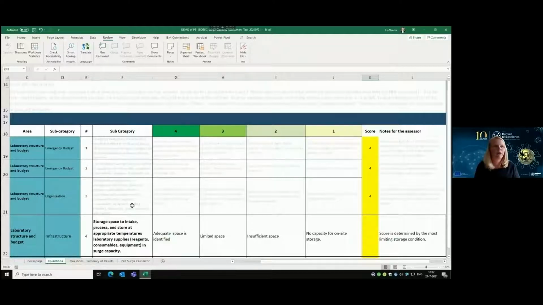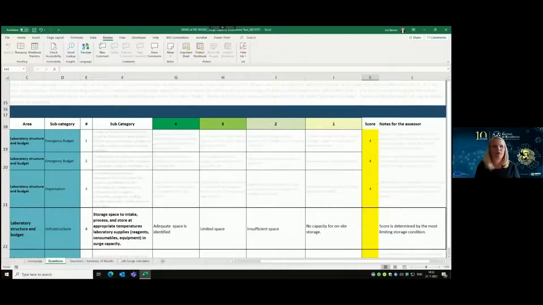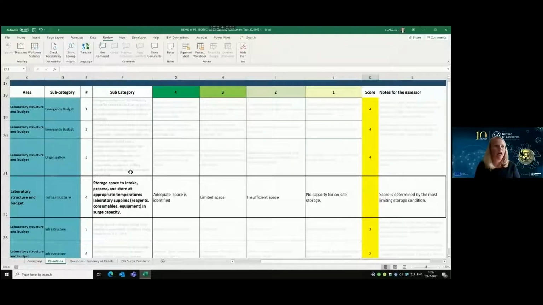If we have a look at the questions for the first area, I would like, together with you, to look at the question in the area of laboratory structure and budget, in the subcategory infrastructure. Question number 4 reads, storage space to intake, process and store at appropriate temperatures, laboratory supplies, reagents, consumables, and equipment, and storage capacity.